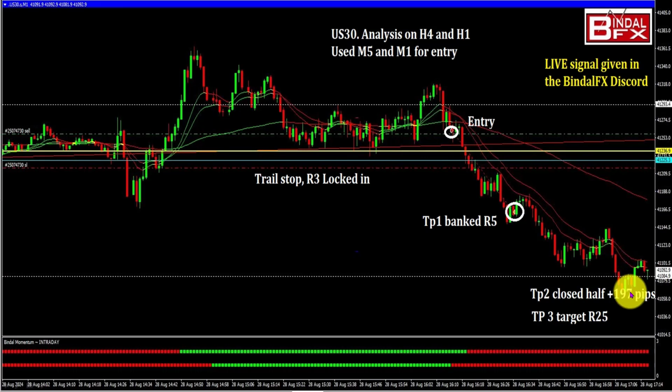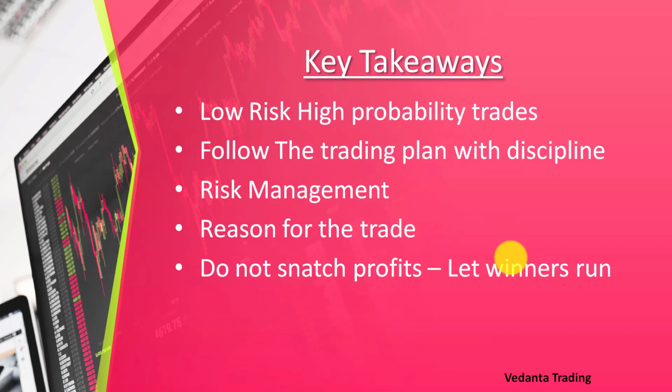Price keeps moving down, nearly 200 pips. For my TP2, I close half of it at 197 pips. And for the TP3 target, I move it to R25. So basically this is how you go about trading the financial markets.